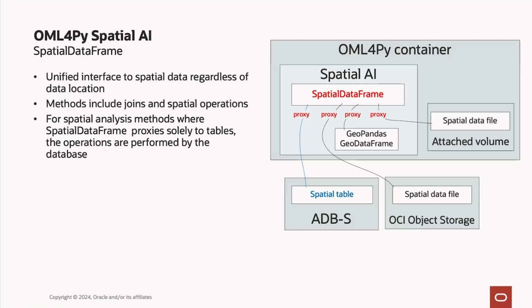However, our real focus, and where the real power lies, and where I'm going to say 90-odd percent of how this will be used, is when there's data in ADBS. One of the reasons that we provide these different proxy options is that you may start with a bunch of shape files in object storage, or GeoJSON files in some attached volume that you've loaded. We can create a spatial data frame that proxies to it, and then write that spatial data frame to a table in Autonomous Database.